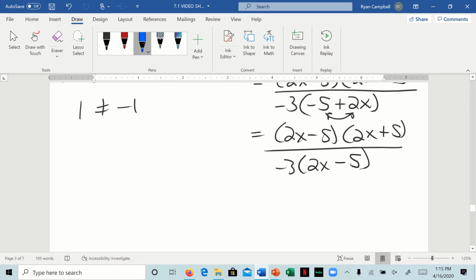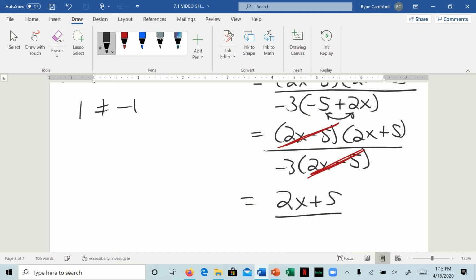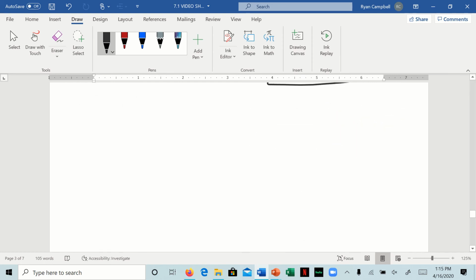All right, so now we see that we can get rid of the 2x minus 5 and the 2x minus 5. So we are left with 2x plus 5 over negative 3. Last problem.